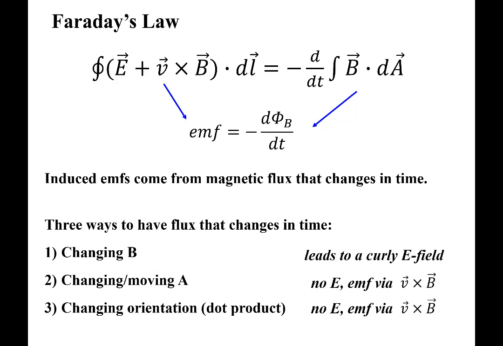First, there's the possibility that the magnetic field is actually changing in time. So the magnetic field changing in time actually leads to what we talked about as a curly electric field or a non-conservative electric field, the E vector that shows up on the left-hand side of Faraday's law.